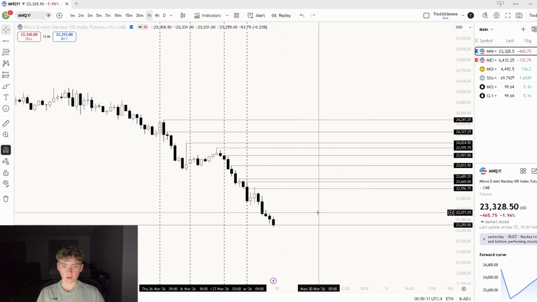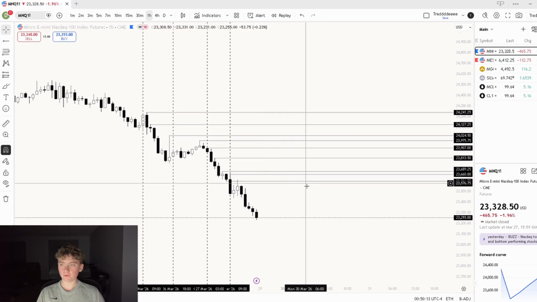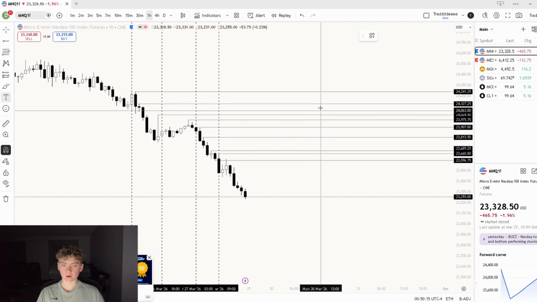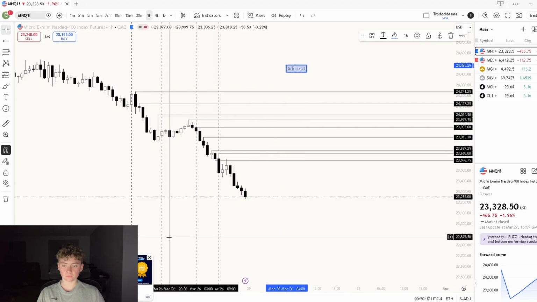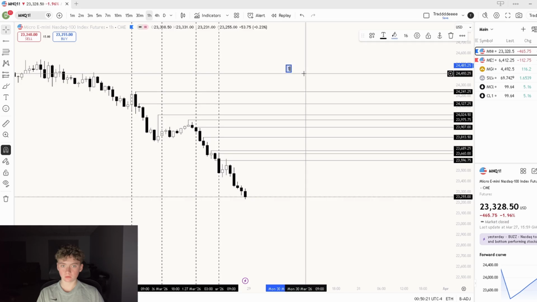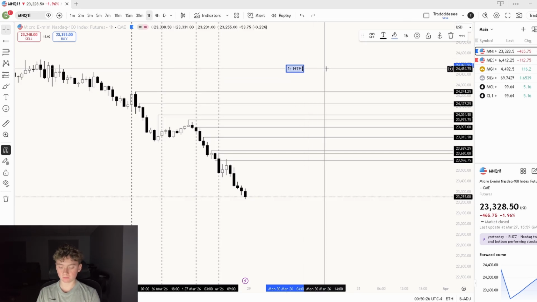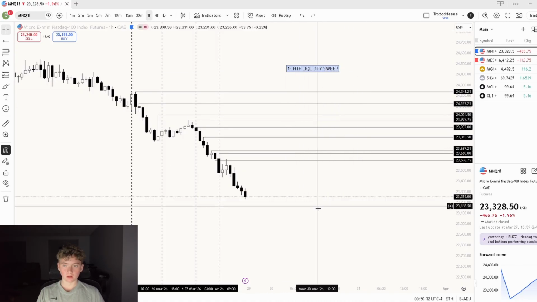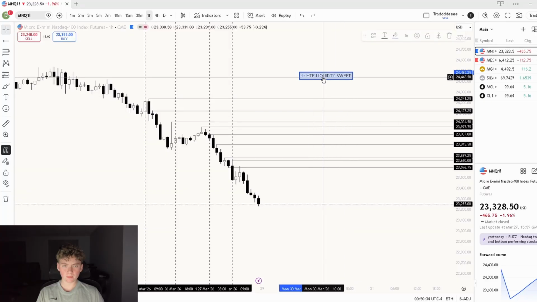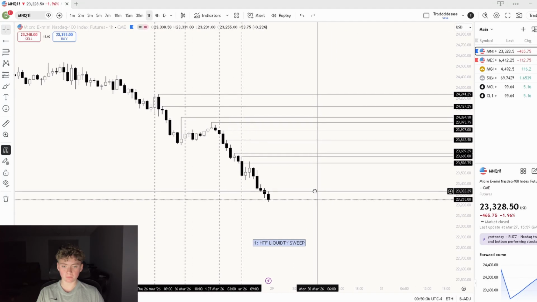Yeah, so we have a few steps here for our strategy. Let's go over step 1. Step 1 is high time frame liquidity sweep. This is very important. What do I mean by high time frame liquidity sweep?